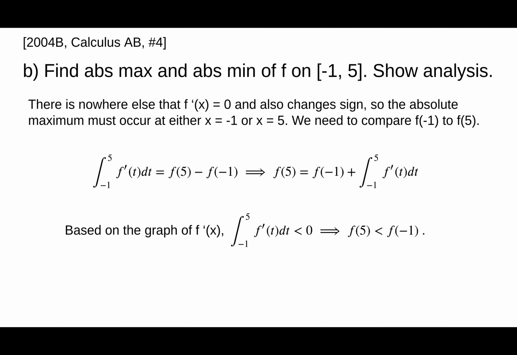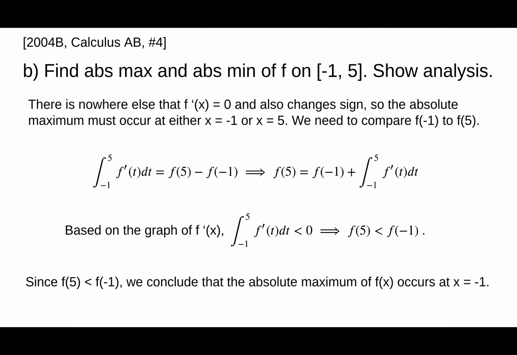Well, if f of 5 is f of -1 plus a negative number, it stands to reason that f of 5 is less than f of -1, because in order to get to f of 5 from f of -1, I have to subtract something. So we can conclude that f of 5 is in fact going to be less than f of -1, and therefore that the absolute maximum value of f is going to occur at x equals -1.